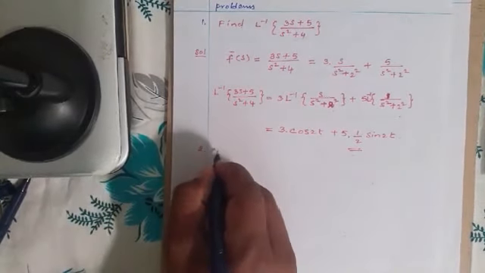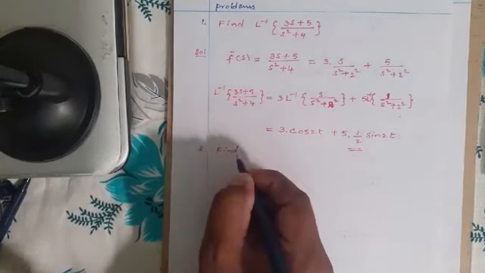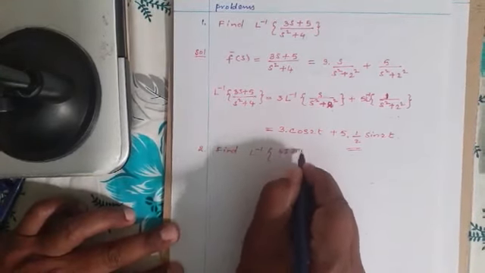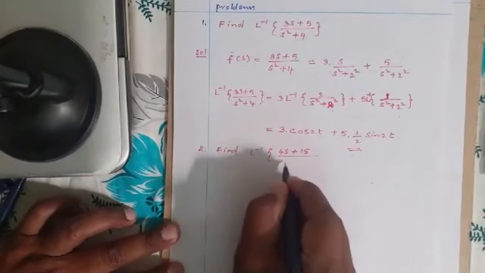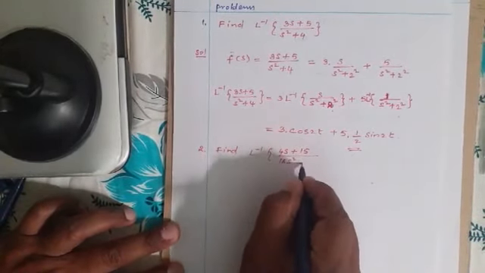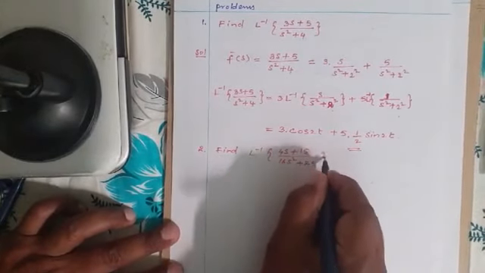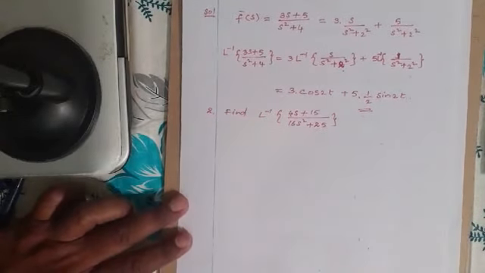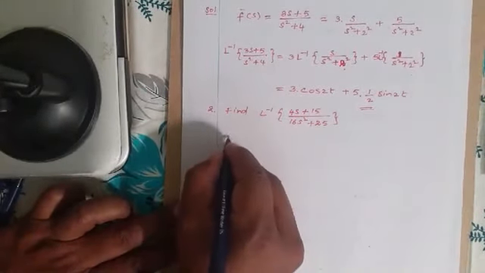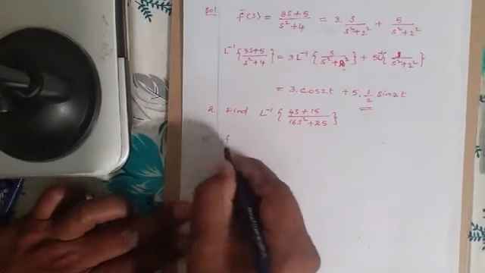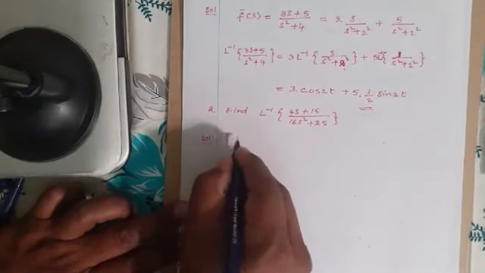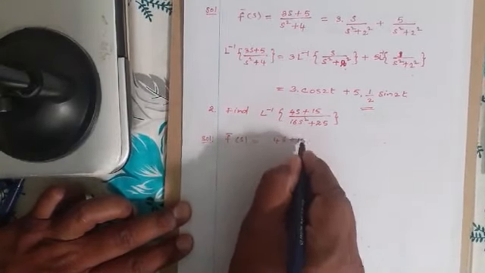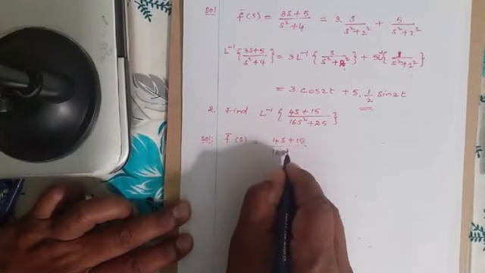Second problem is find L inverse of (4s plus 15) upon (16 s square plus 25). So this is the problem. When you solve this problem, as I have told you, first it will be in the form of L inverse of f bar s. So I am writing here, given f bar s is nothing but 4s plus 15 upon 16 s square plus 25.